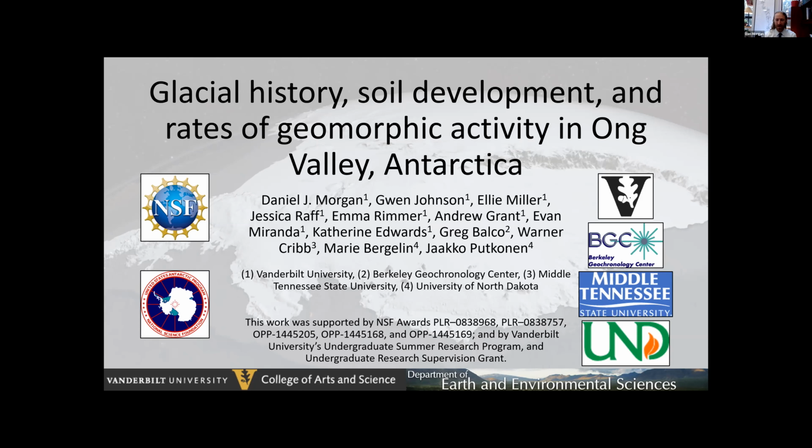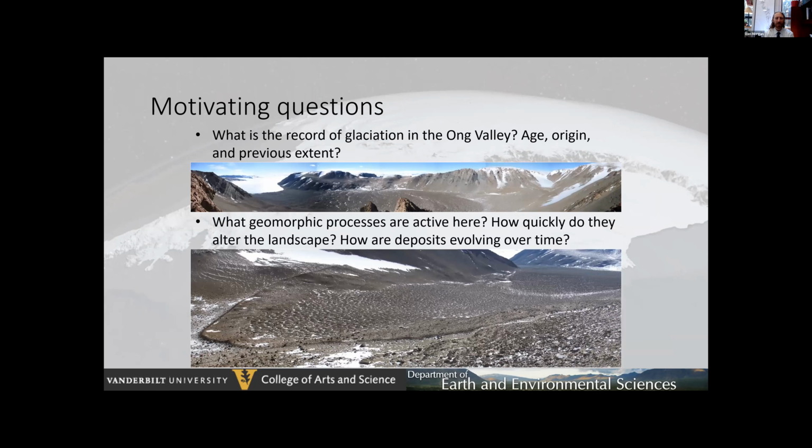In terms of motivation, Ong Valley is a really interesting valley in the middle of the Central Transantarctic Mountains, and no one had ever really mapped or understood its glacial history. So our first field season there was really just trying to understand what the record of glacial history is here in Ong Valley. What's the age of these deposits, the origin, the previous extent? And also, because these are really interesting dry valleys, like many of us study, what kind of geomorphic processes are active here? What is going on in these cold, dry landscapes that in some cases are many millions of years old?